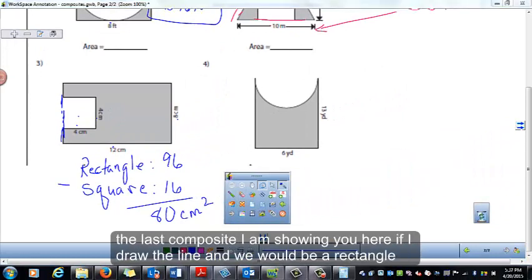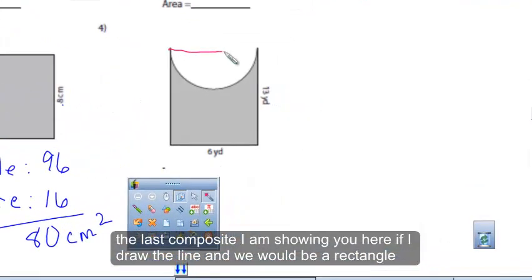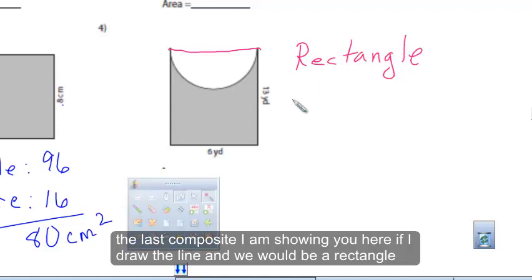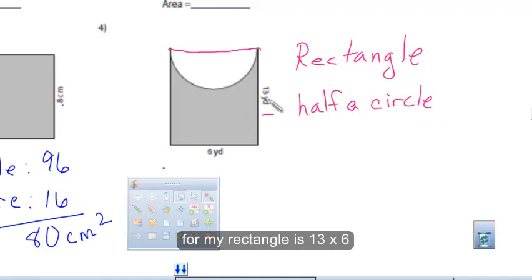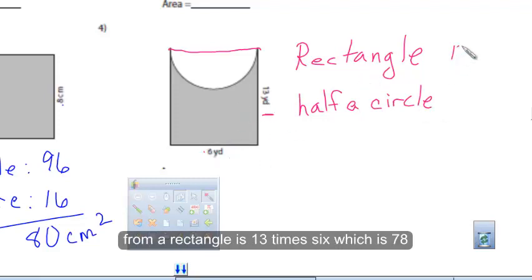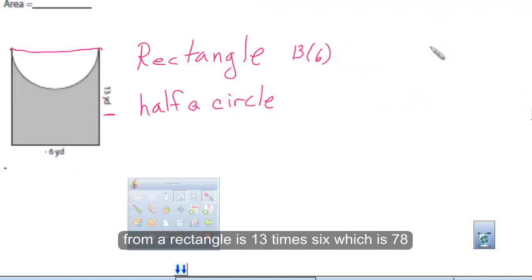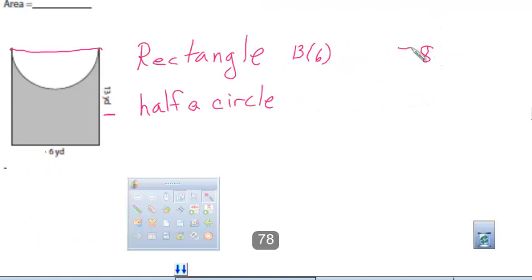The last composite that I'm showing you right here, if I draw this line in, would be a rectangle minus half a circle. So my rectangle is 13 by 6. My rectangle is 13 times 6, which is, what is that? 8, carry the 1, 78.